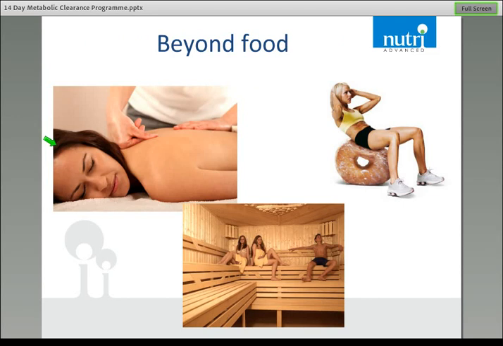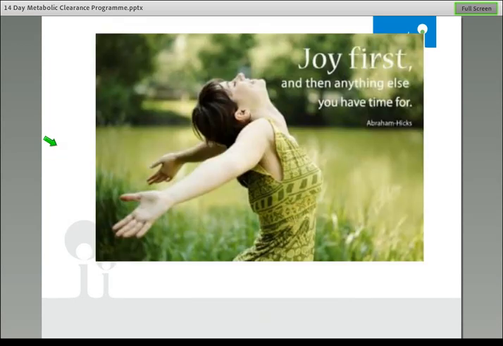And then it's thinking beyond food. How can we support our bodies to clear those toxins through our body? Exercise is really important, especially exercises such as rebounding and skipping, where you're getting your body moving, you're getting your lymphatic system working effectively. How about booking in a massage to aid the clearance of toxins through the body? Saunas are another great opportunity to aid elimination and detoxification. And it's really important to keep happiness as part of this program. I mentioned detoxification of stress.